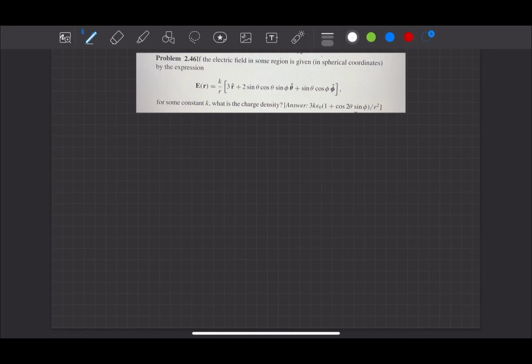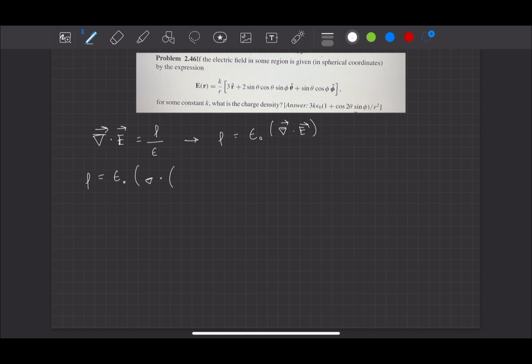Hey everyone, today we're going to be solving this problem that is asking us to find the charge density using a given electric field. So the first thing that we're going to have to do is find an equation that relates charge density and electric field. So we have one using the differential form of Gauss's law. When we rewrite the terms in the equation, we find that the charge density is equal to epsilon naught times the divergence of the electric field.